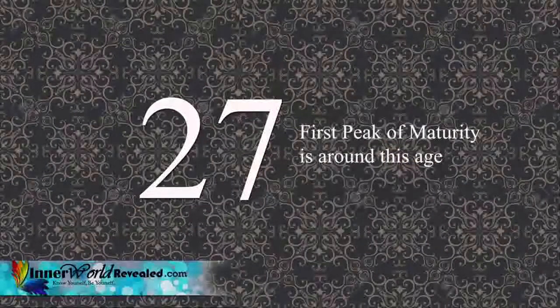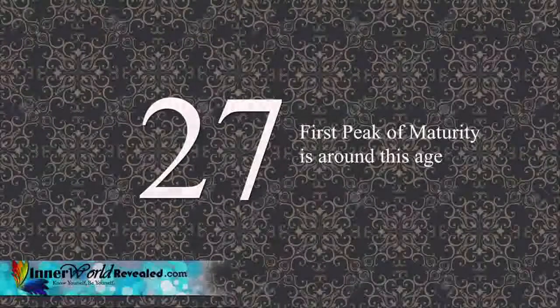So the first point of maturity as per numerology also is around this age and also around the time when the person is reaching his personal year 9. So that is about 3 to 4 cycles of 9. That is between 27 to 36 years.